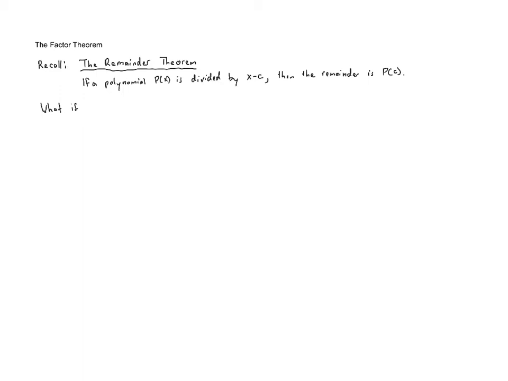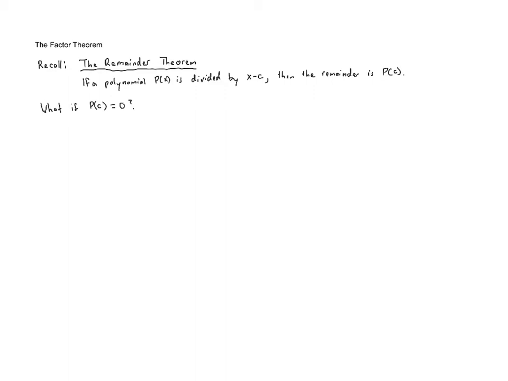Now I have a quick question here. What if we get p of c equals 0? What if we have a value c that we plug into the polynomial and we end up with 0 as a result? Well, if 0 is the result, that means that the remainder is 0 when the polynomial is divided by x minus c. And if we can divide a polynomial by x minus c and we get no remainder, that means that x minus c is a factor of the original polynomial.